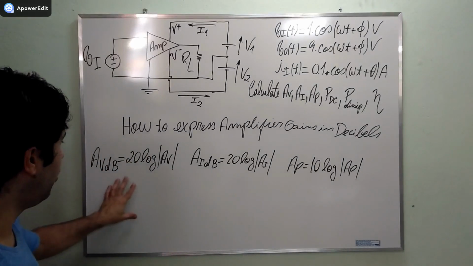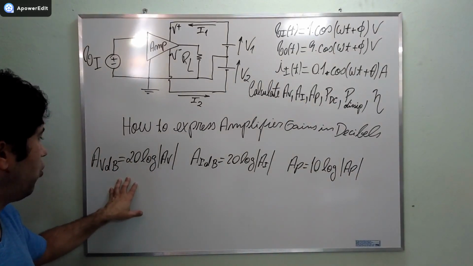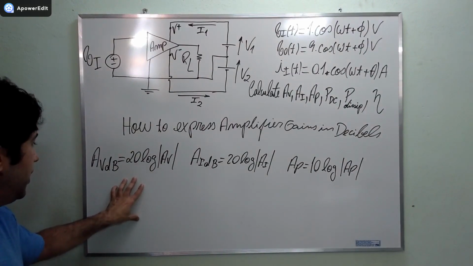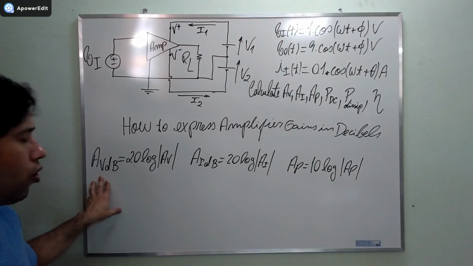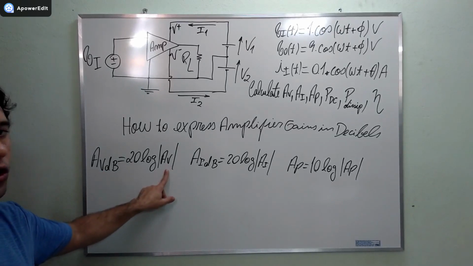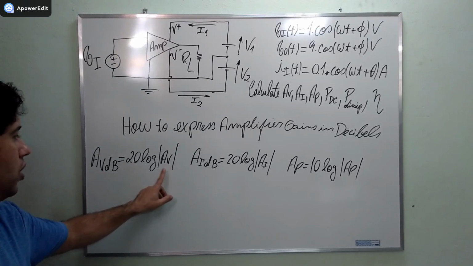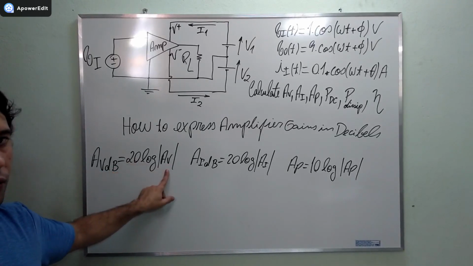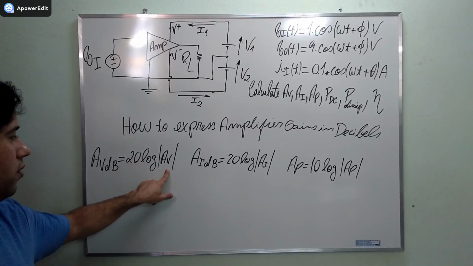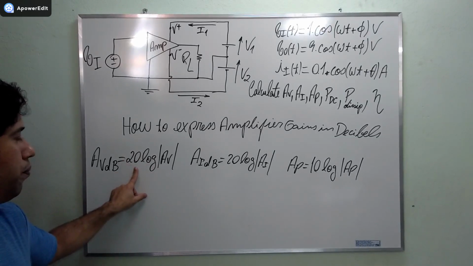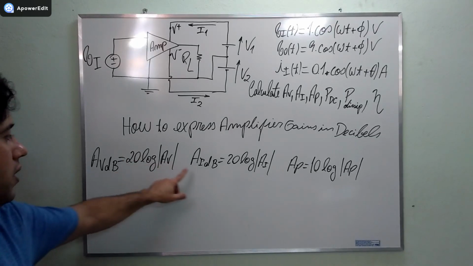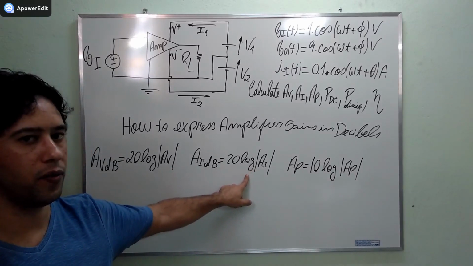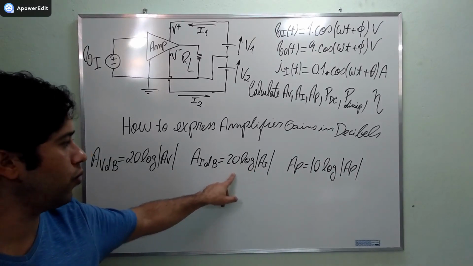First of all, before I erase this, I am going to talk about the expressions here. How do we convert the voltage gain into decibels? We simply take the logarithm of the voltage gain and we multiply it by 20. The same thing with the current gain. We take the logarithm of this and multiply by 20.